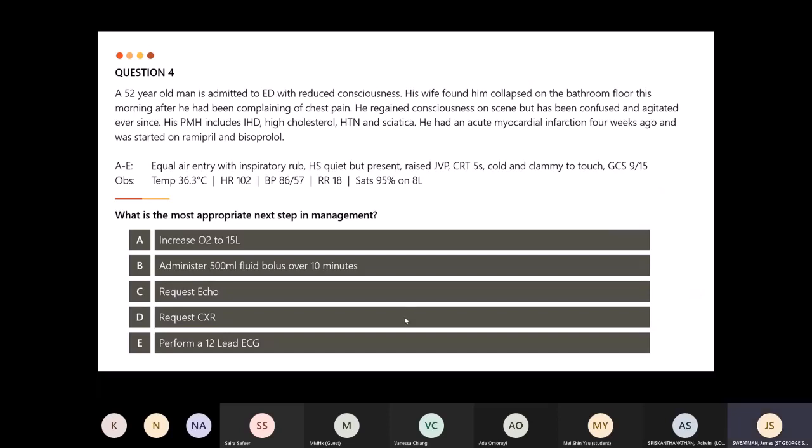Okay, we're going to race through these last two because we've got 3 people now on the quiz. Cool, so I'm going to close that. So the answer was C, request an echo.